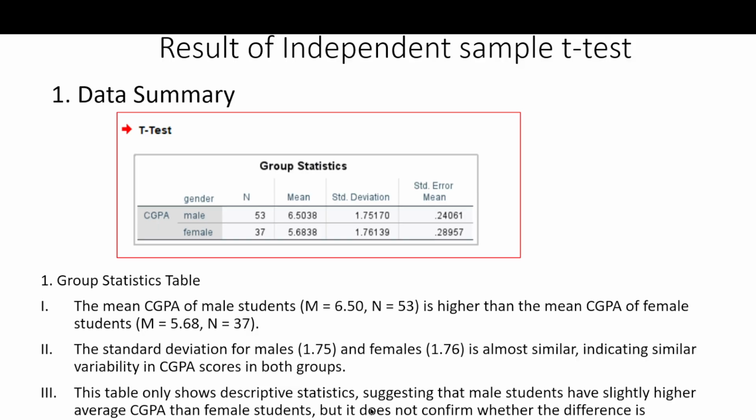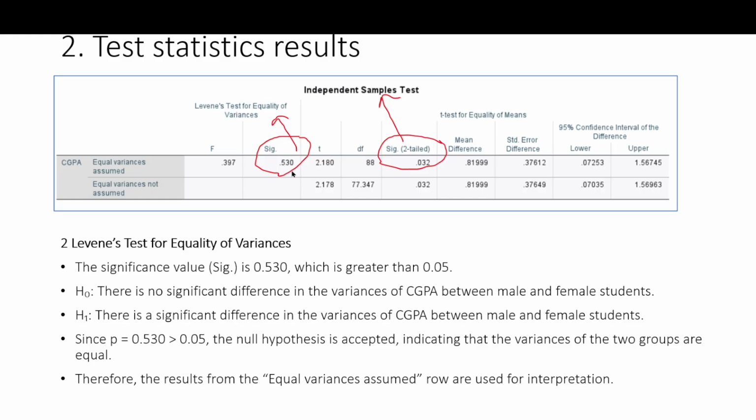So to identify this significant difference, we go to the test statistics result. In this table, first you have to interpret Levene's test for equality of variance, and then you have to interpret the result of the independent samples t-test. The first one is Levene's test for equality of variance. The significance value is 0.530, which is greater than 0.05.